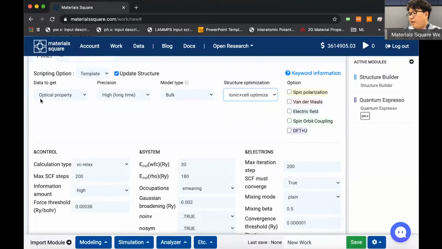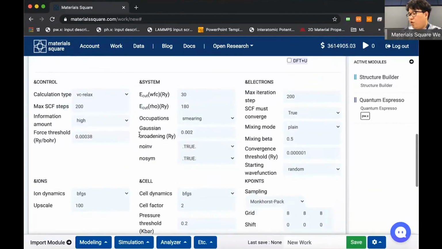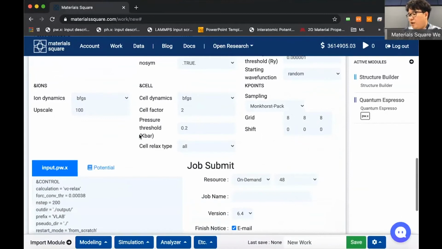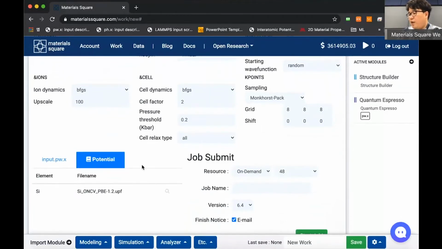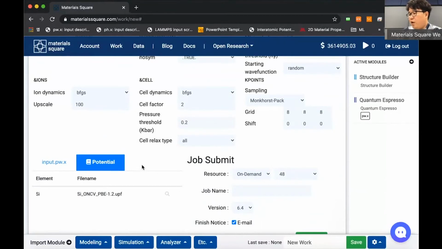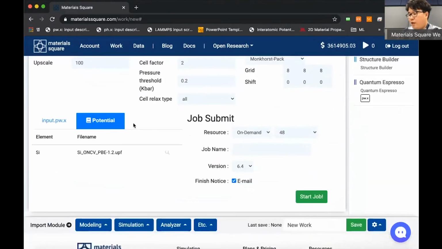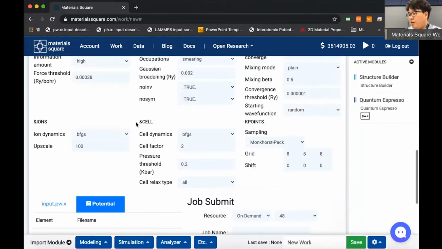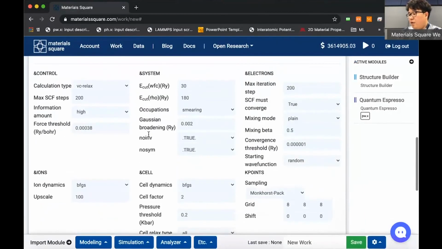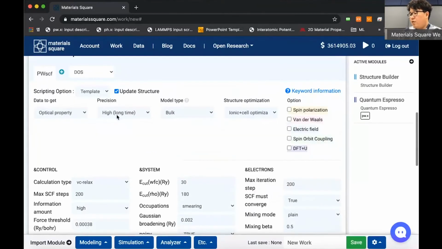If you select the optical properties, it automatically changes the pseudopotential. This is the norm-conserving pseudopotential. In Quantum Espresso, optical properties are only provided for the norm-conserving pseudopotential, okay? Also, if you want to calculate the optical properties in Quantum Espresso, you should turn on the no inversion symmetry, the no symmetry option should be true. It means we do not consider the symmetry or inversion symmetry, okay? So our setup is done.